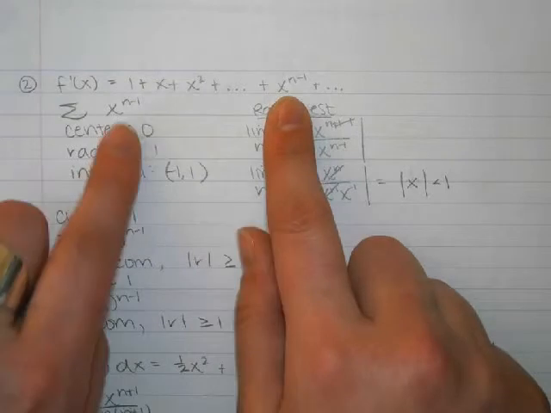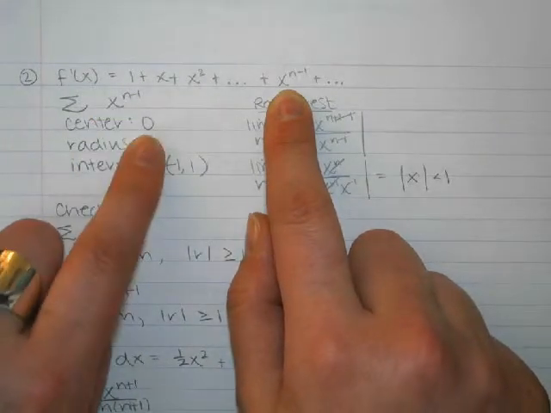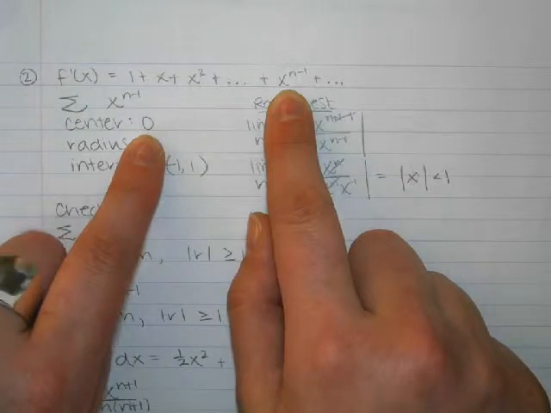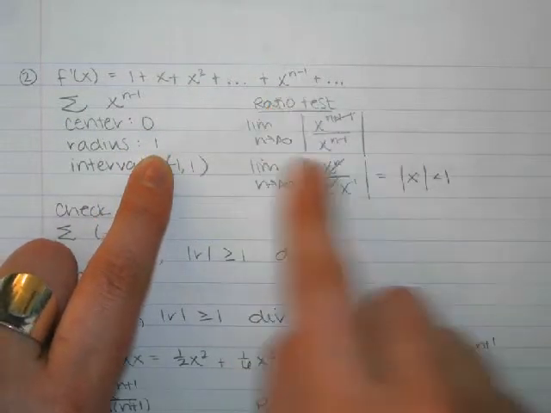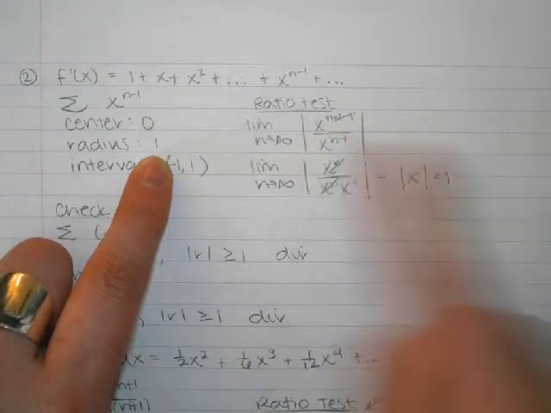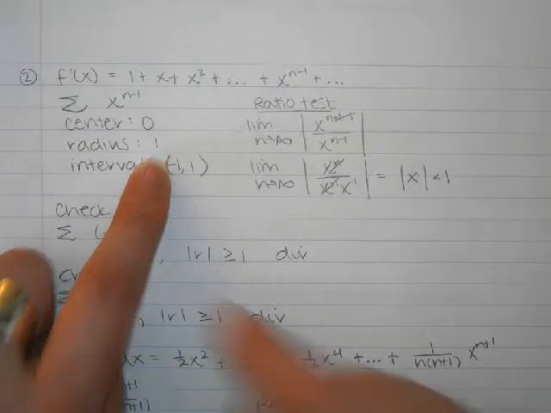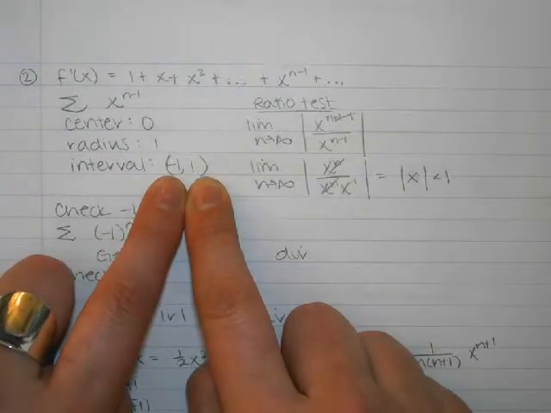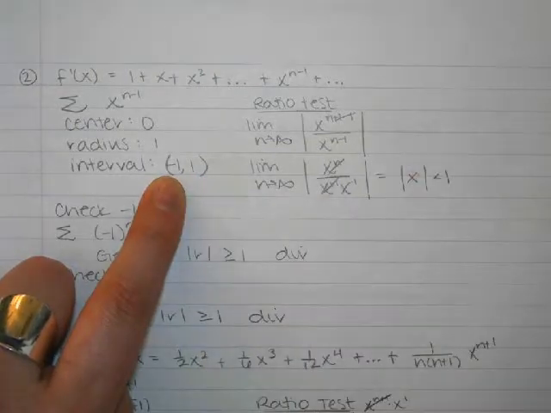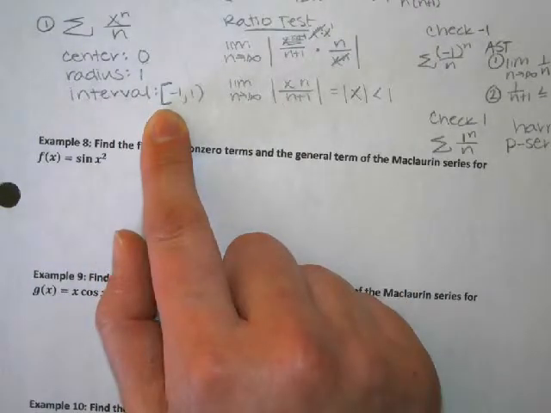And so my general term was x to the n minus 1. And I said that the center was 0 and the radius was still 1. And I found that by doing the ratio test. So this is me going through the ratio test. And I found the radius was still 1, just like it was for the other problem. But when I tested the endpoints, I found that both of them diverged. Okay, and that was different because yesterday we did have a radius of 1, but we had -1 converge. Okay, so it's a different conclusion.